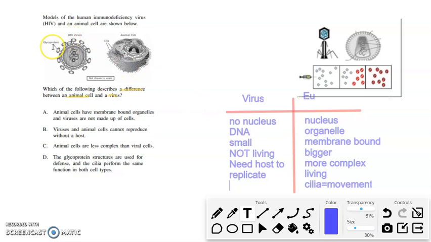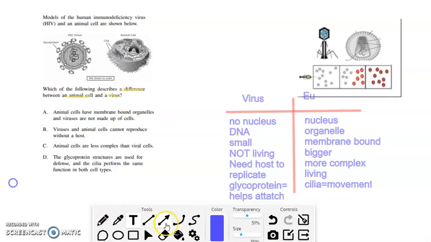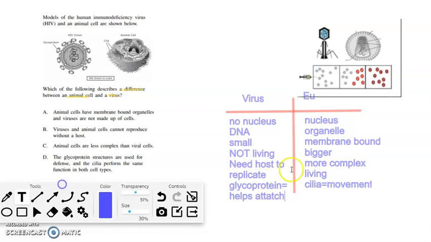Okay, and on our picture here, we have a glycoprotein. The glycoprotein helps it attach. So I'm going to put glycoprotein helps attach. All right, so now that I made a T-chart here comparing our virus to our eukaryotic cell, remember the question is asking us from these answer choices here, which one is true about the difference between an animal cell and a virus?